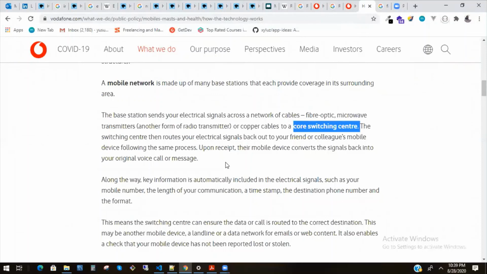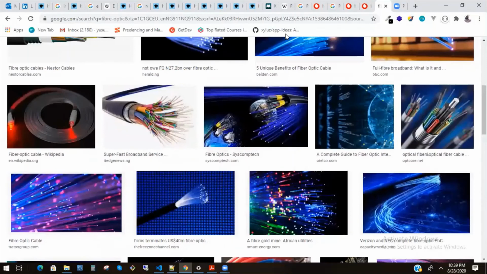Cables are connected from there. So we have billions of cables connected to make sure that information is sent from one base station to another. So from that base station, information is sent to all of us on our mobile phones.